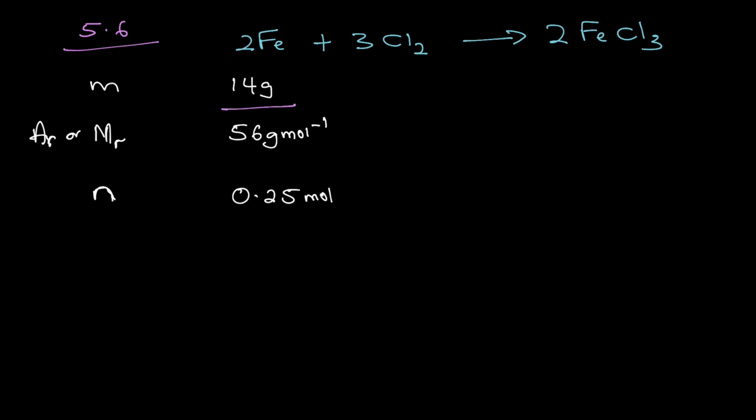All I need to do, the best thing to do here, is to divide everything by 2. So if I divide that by 2, divide that by 2, divide that by 2, the ratio I will get is 1 to 3 over 2. That's the new stoichiometric ratio. So that means that if the mole of iron is 0.25, but the ratio is 1 to 3 over 2 for chlorine, the mole for chlorine would be 0.25 times 3 over 2. So that will be equal to 0.375.